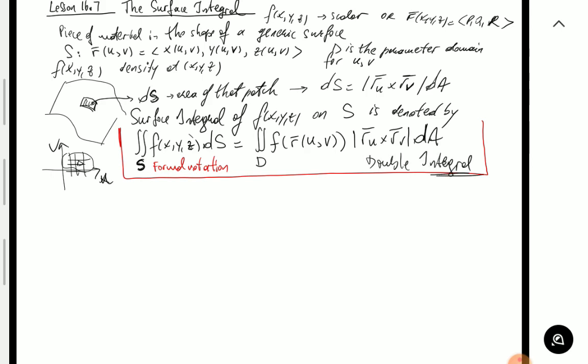A double integral over the parameter domain. So in a nutshell, you plug in the surface into the function and then multiply by the magnitude of ru cross rv. It's analogous to what you did in the line integral. You plugged in the parameterization of the curve into the function to integrate and then multiplied by the magnitude of the tangent, in the case of a line integral, whereas here you multiply by the magnitude of a cross product. So try not to overcomplicate these things.